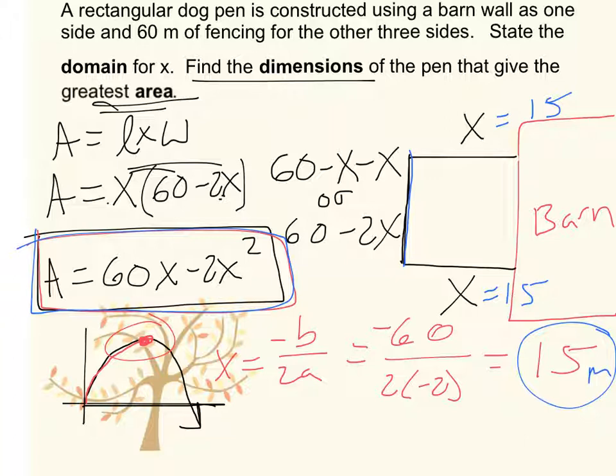Okay? So right here, 60 minus 2 times 15, that equals 30. 15 plus 15 plus 30 adds up to 60, so I've used all my fence. So for the final answer here, this pen should be 15 meters by 30. That will give us the biggest area possible if we had 60 meters of fence. Okay?